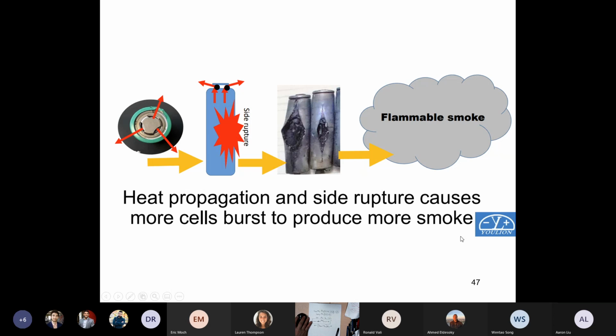Now, this is a slide taken from a presentation given by Henry Mao. He's the CEO and CTO of a company called Ulion in China. They make cylindrical cells. And he gave a lecture here a couple years ago about how you limit EV fires. And there was a lot of discussion about various things that can lead to cell venting and preventing side rupture and so on. But it was actually interesting. He concluded his talk with this slide.